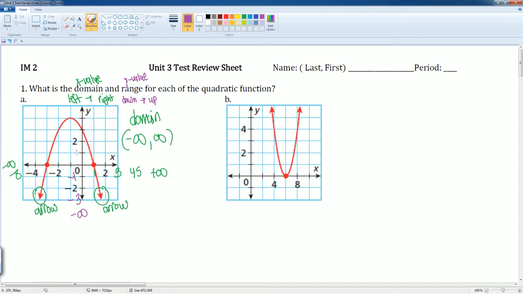-1, 0, 1, 2, 3. It goes up here and it stops here at 4. See how it stops there at 4? So it goes from negative infinity, comma, goes all the way to 4. At negative infinity, it's open, and at 4, it's closed because it touches that.